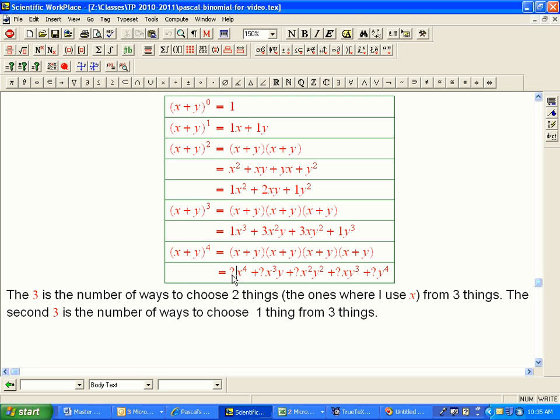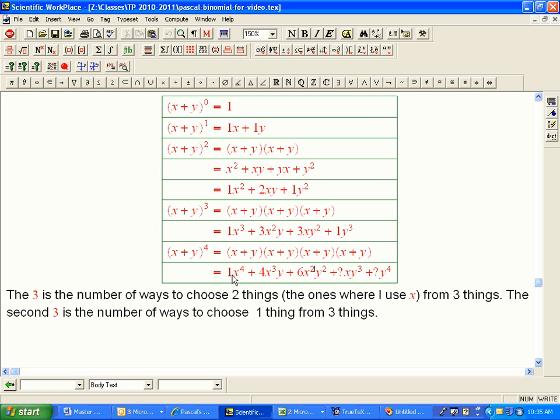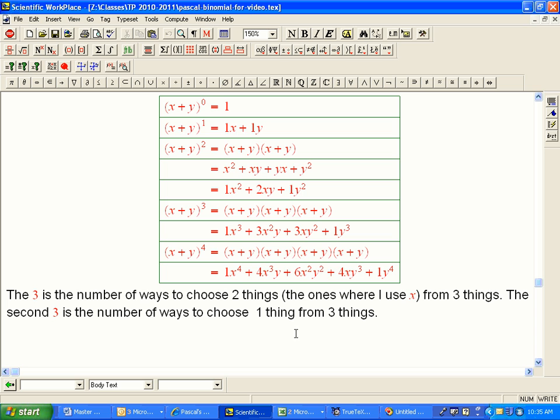Similarly, let me just put in the 1, 4, 6, 4, 1 here. We know what the numbers are, but let's just do one of them. Let's do the middle one. This x squared y squared, that comes from highlighting exactly 2 of the terms and using x from those terms and using the y from the other 2. So I could highlight these 2, or the middle 2, or these 2, or maybe this one and this one. There's a bunch of ways to do it, and that's what leads us to our fundamental counting problem.